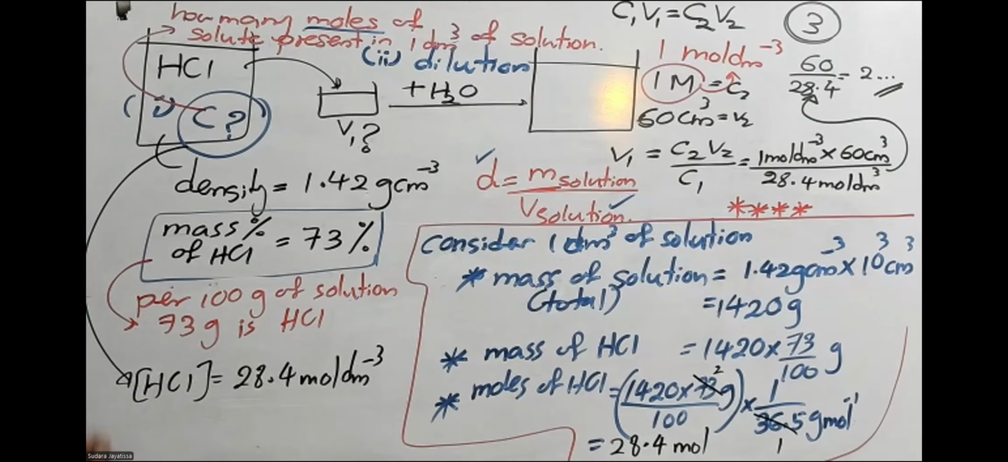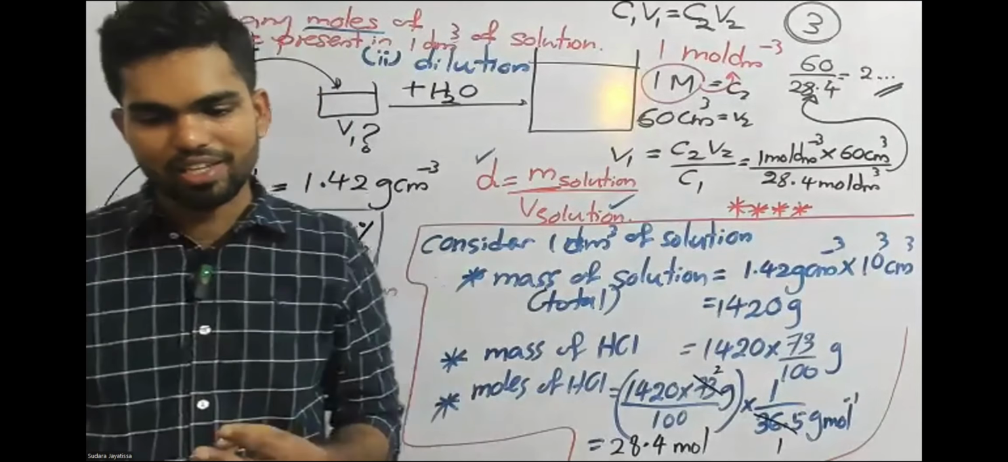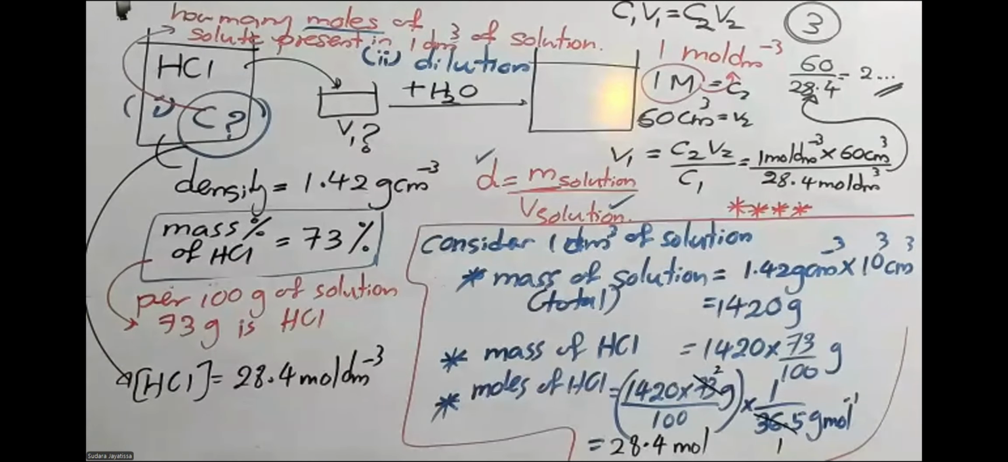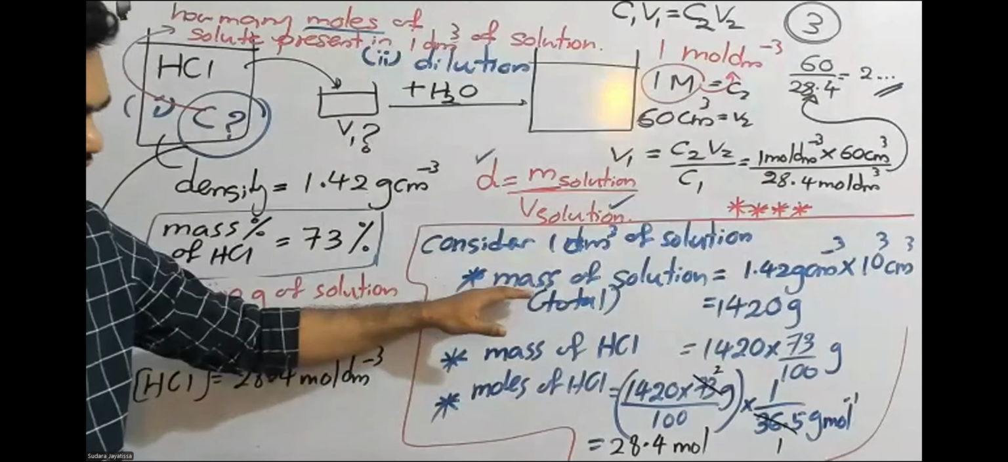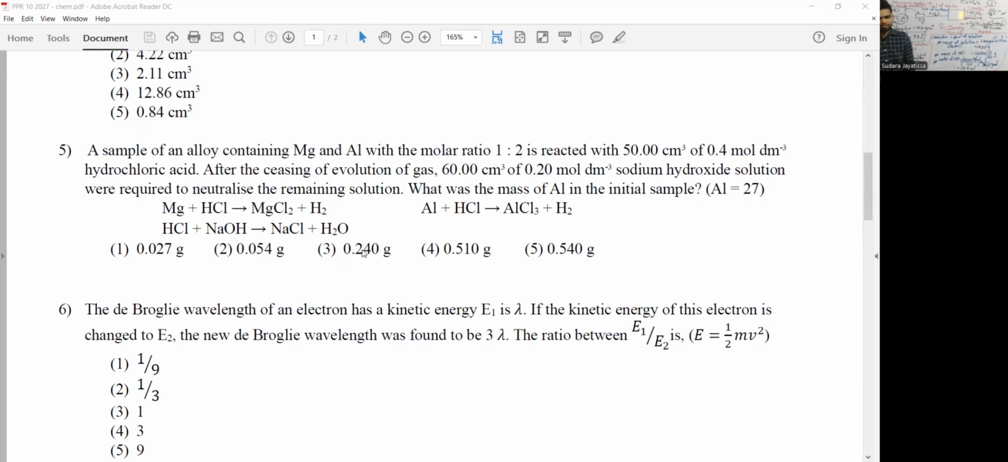So we're going to repeat this one 3 times. I'm going to tell you the theory 3 times. You can study this one from that. Just understand, it's not that difficult. Just follow the 3 steps. Find the total mass, then find the HCl mass, then find the HCl moles. That's it.